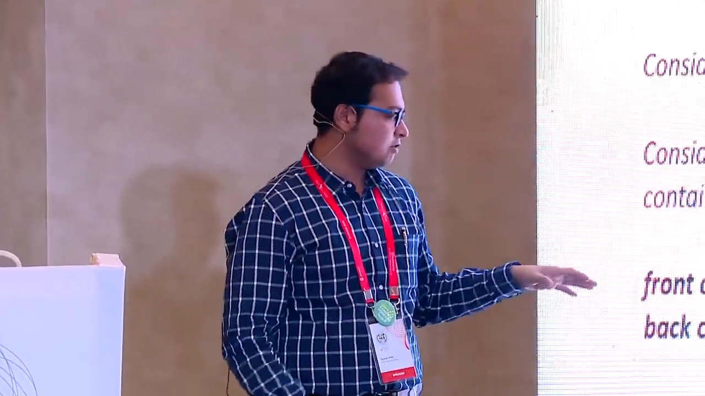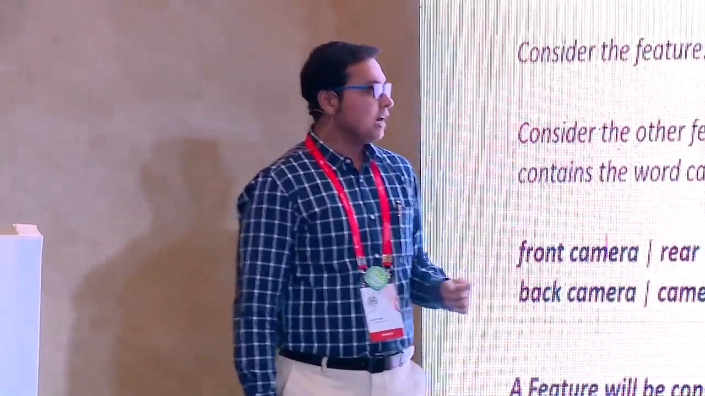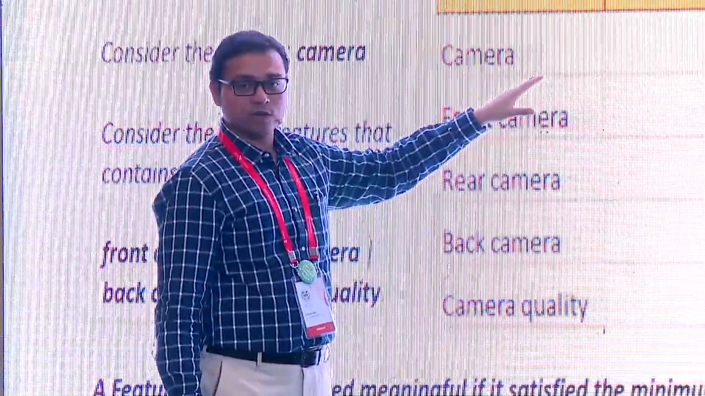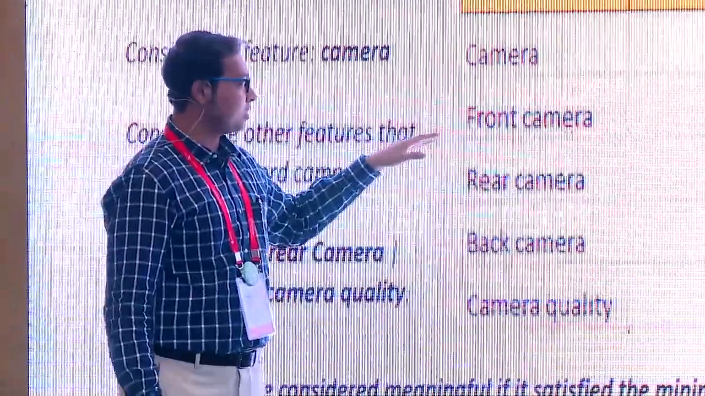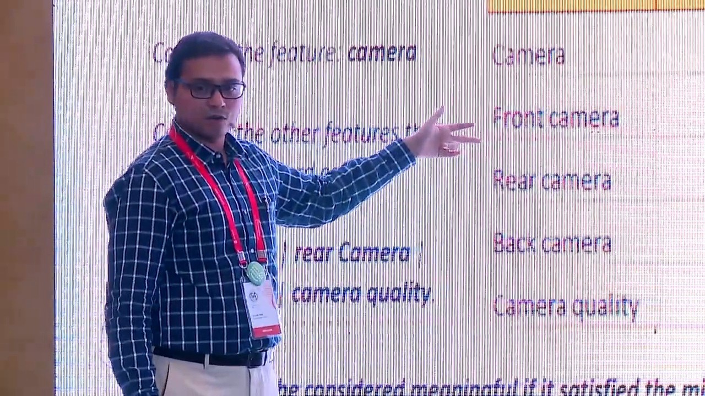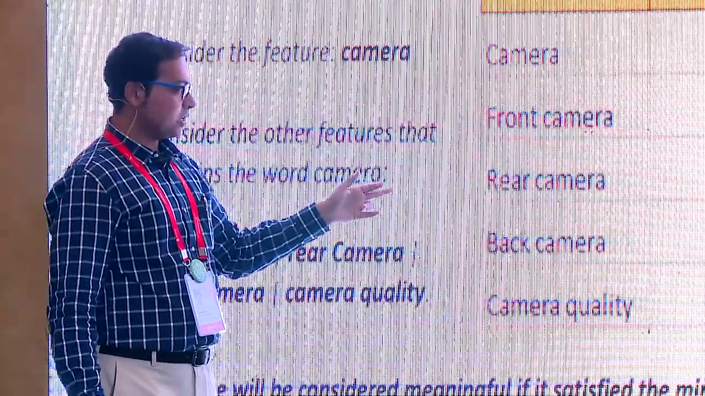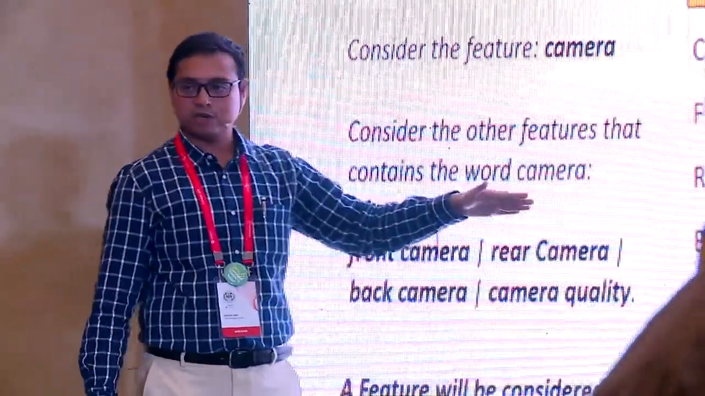Now let's consider some other features like front camera, rear camera, back camera, and camera quality. These are supersets of the feature camera because all of these features contain the word camera in them. Out of these 100 reviews where the word camera appeared, in 20 of them front camera appeared. In 15 of them camera appeared with rear, in 23 of them camera appeared with back, and in 10 of them camera appeared with quality.